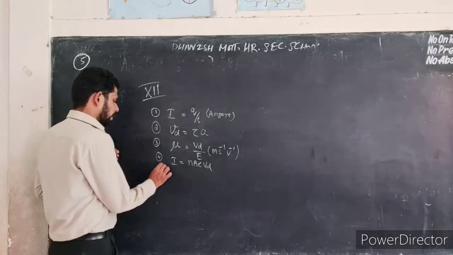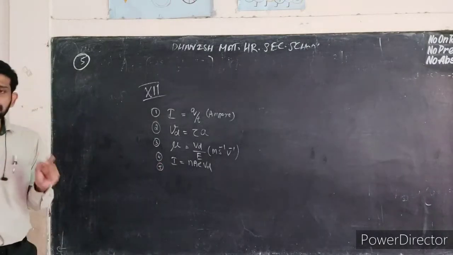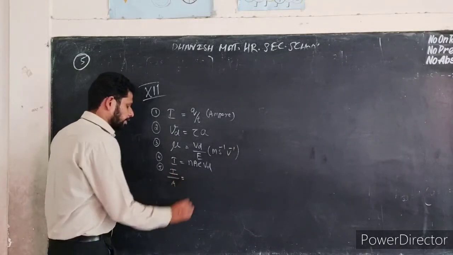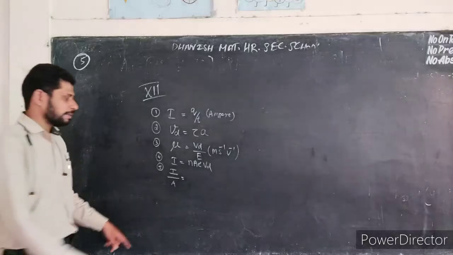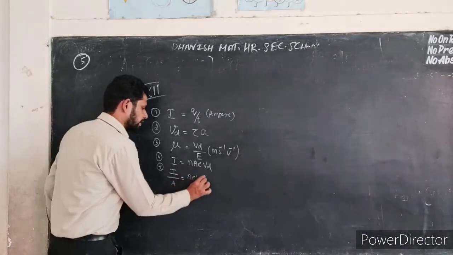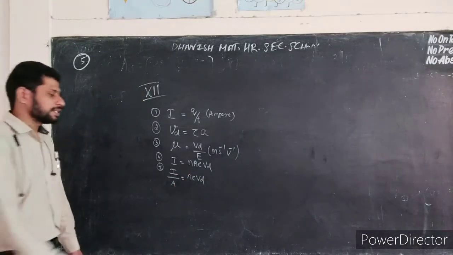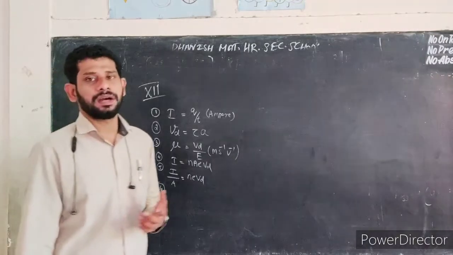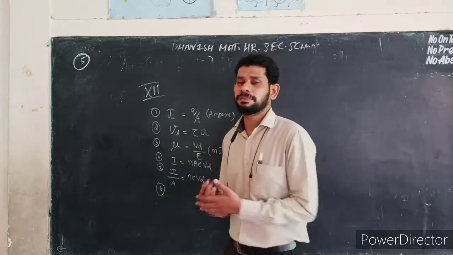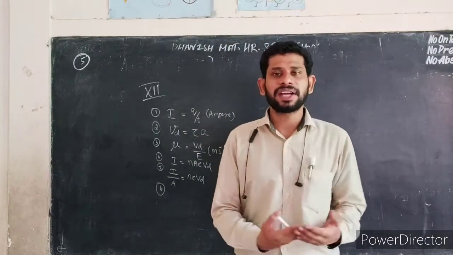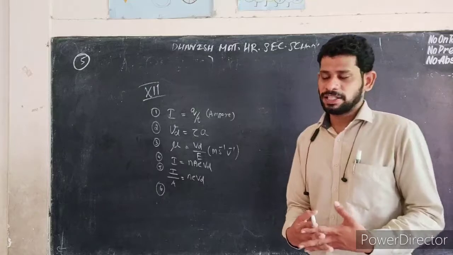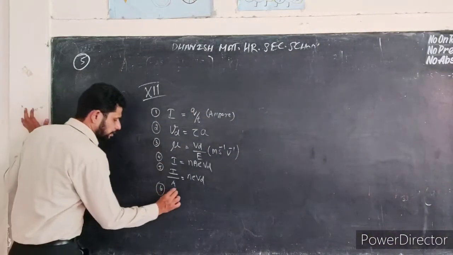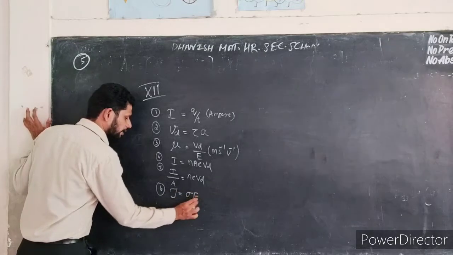And the fifth one, what is the relation between the current density and the drift velocity? Current per unit area is called current density, which is equal to N e Vd. And the sixth one, what is the macroscopic form of Ohm's law? J equals sigma E. Sigma is called conductivity. The reciprocal of the conductivity is nothing but your resistivity. So we can also write current density equals sigma E.